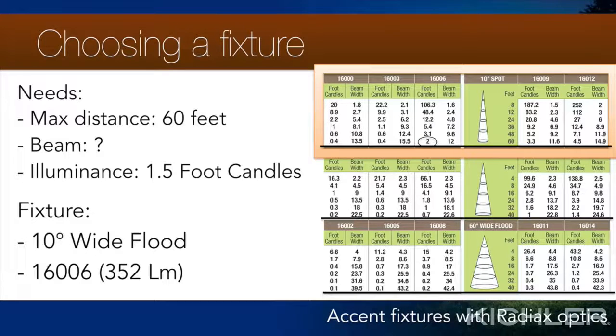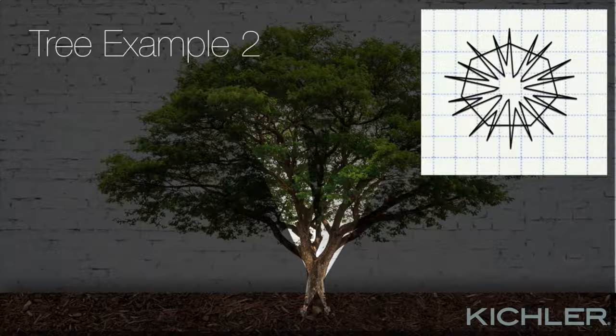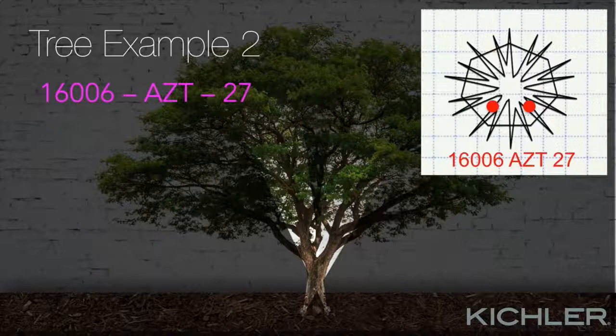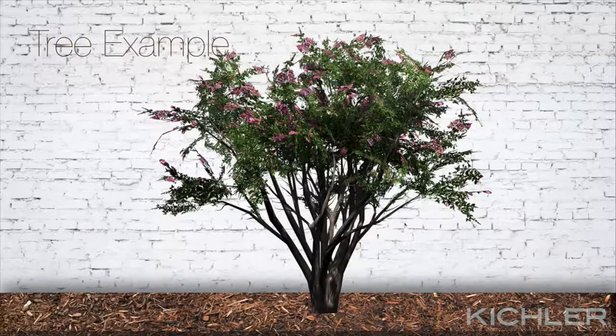It's a 352 lumen fixture that will put 2 foot candles of illumination at the top. That's the equivalent of a 35 watt, 10-degree MR16 incandescent lamp. We'll place these fixtures close to the tree to highlight the trunk and branches. If we choose the architectural bronze finish and the warm white version, the part number will be 16006 AZT27. Let's consider one more tree.